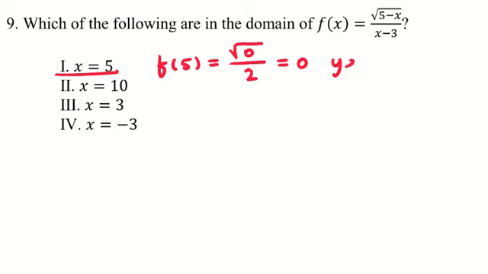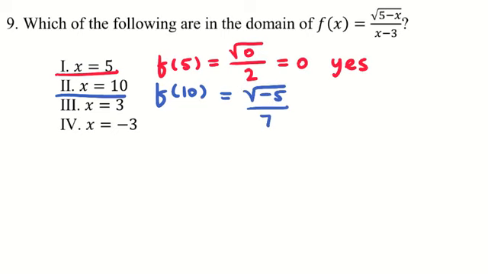There's nothing wrong. Nothing bad happened. Okay, x equals 10. Let's see what happens when we put in 10. 5 minus 10 is negative 5, divided by 10 minus 3, which is 7. The square root of negative 5 is not a real number. And in this class, we only deal with functions that take in a real number and give you back a real number. So this is not in the domain. x equals 3. Okay, well, let's look at f of 3 and see what happens.